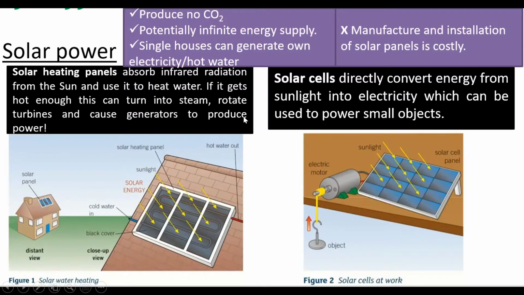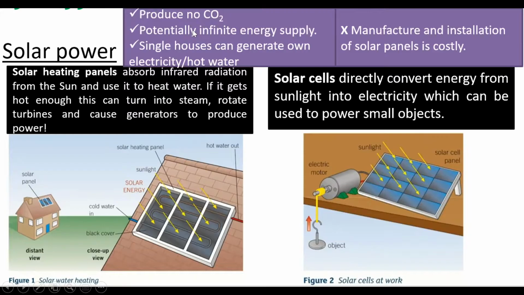Okay, so benefits and drawbacks. Pretty much like the wind, it produces no carbon dioxide. This is obviously the important thing here: fossil fuels produce carbon dioxide, which you don't want. The renewables don't produce carbon dioxide. Yeah, potential infinite energy supply. Exactly. So many locations you can think of putting these, the solar cells especially.